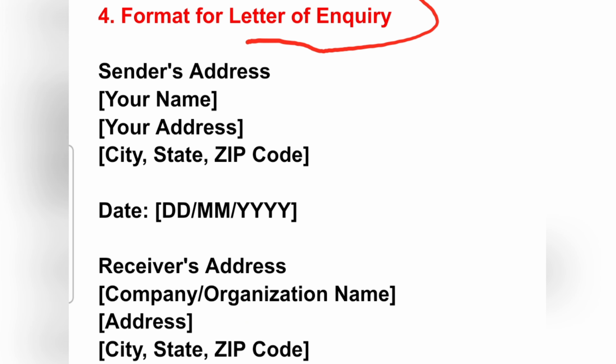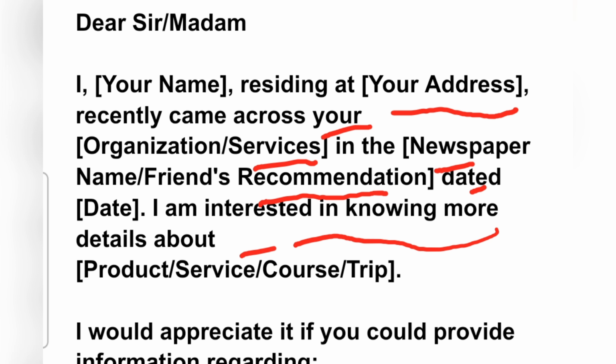Now the next is a letter of inquiry. So a person searching for a course online appears here. So these things will remain the same: sender address, date, and receiver's address. Now in the subject, clearly state your reason for inquiry, means inquiry about if it is a product or any kind of service. In the first paragraph, your name, residing at your address, recently came across your organization or service in the newspaper, or maybe due to your friend's recommendation, dated. So I'm interested in knowing more details about the product, service, course, or any trip.